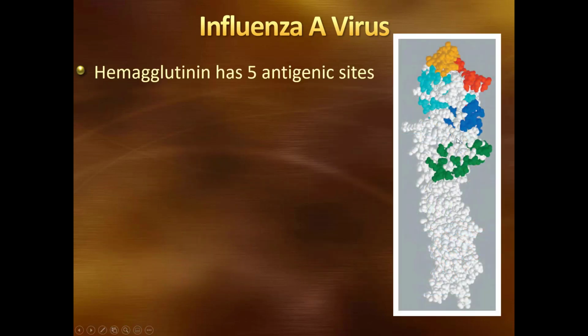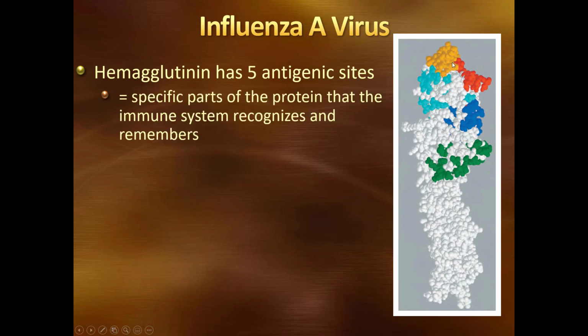This is the hemagglutinin, and it has 5 antigenic sites that are showing in color. And the antigenic sites are the sites that our immune system would recognize and remember. So if it has these particular sites, our immune system recognizes that site and then can launch an attack against that site and can form memory to that site.